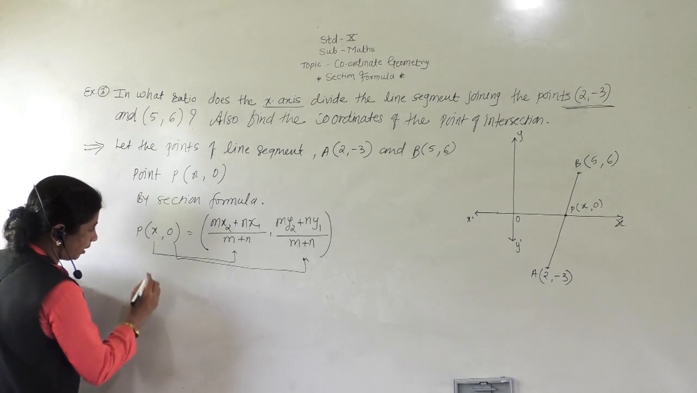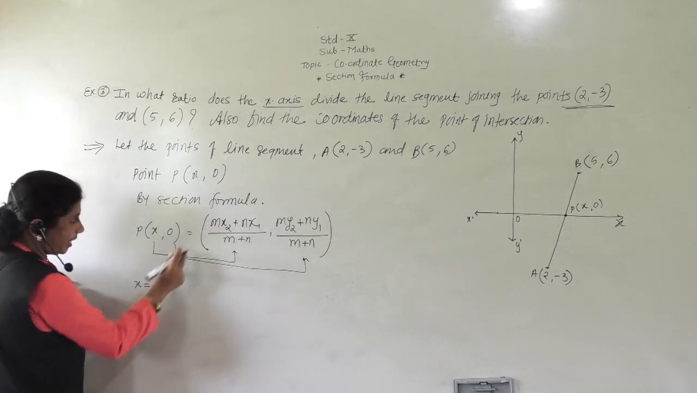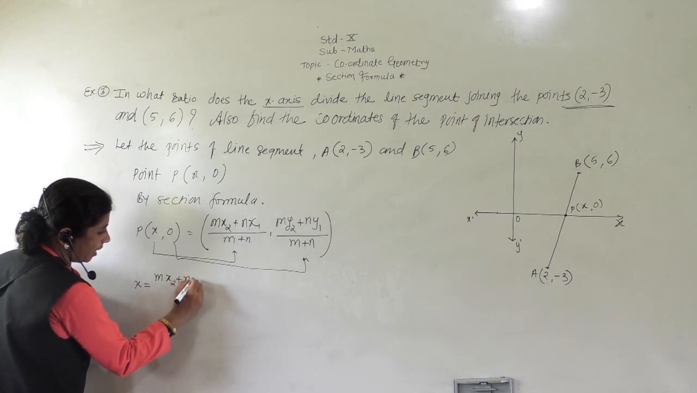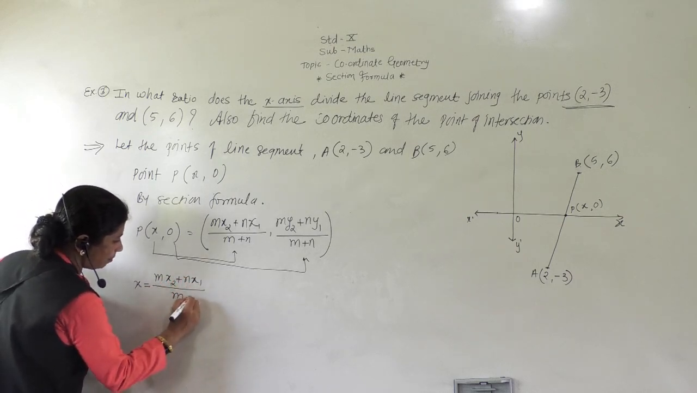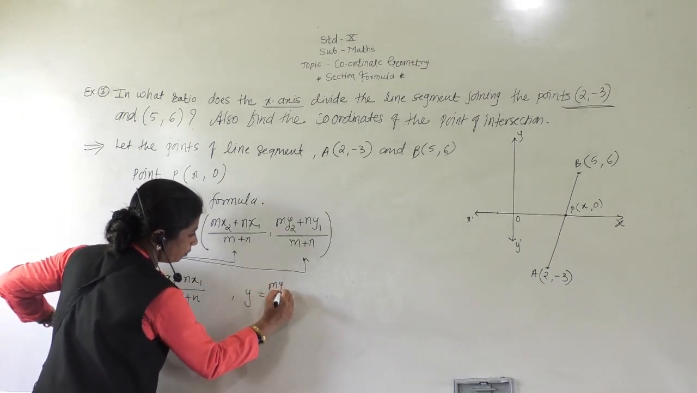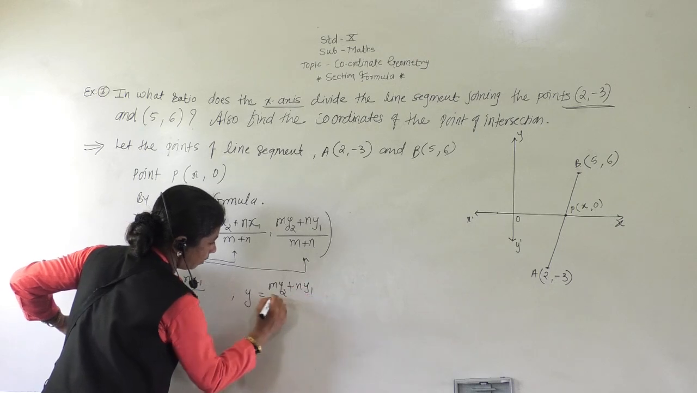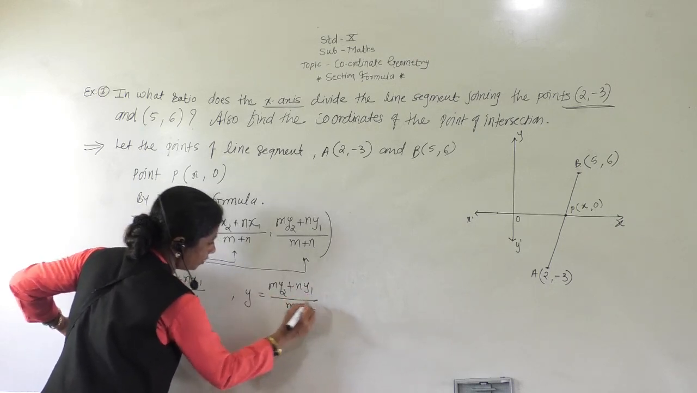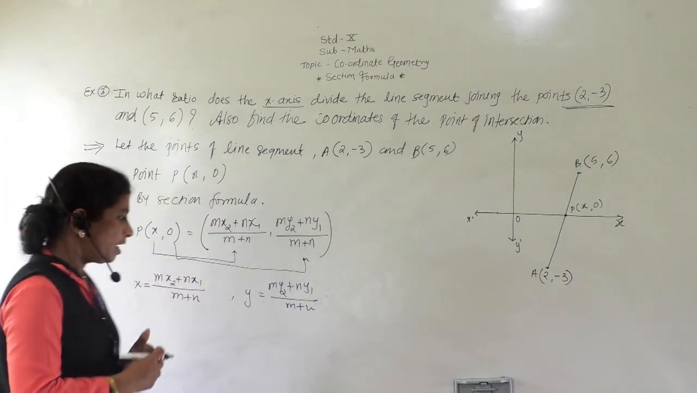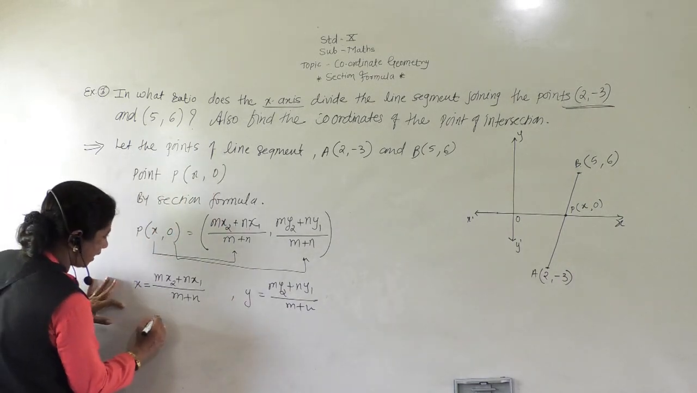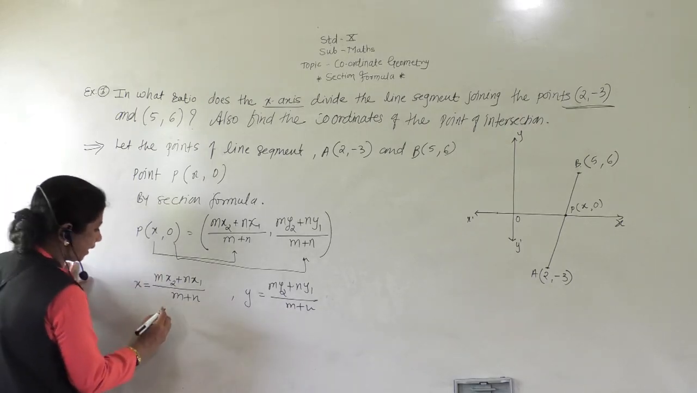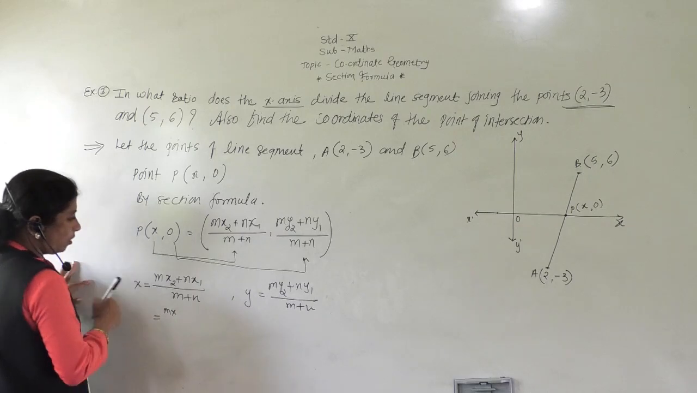Correct? Now here x equals to, we will write mx2 + nx1 upon m + n, and here y equals to my2 + ny1 upon m + n. Okay, we don't know what is the ratio, right? So first we have to find the ratio. Here m, x is what? x2 only here. Correct? m we don't know, so we will take this m into x2.